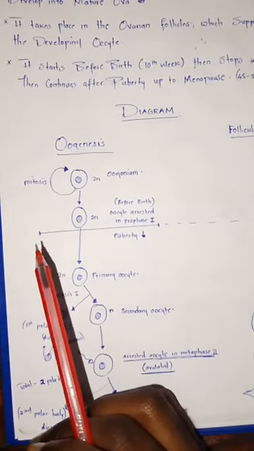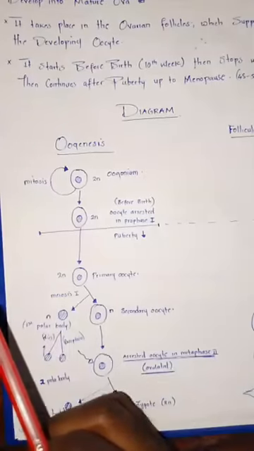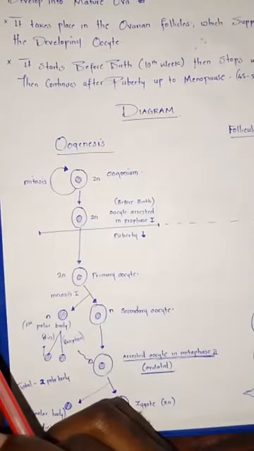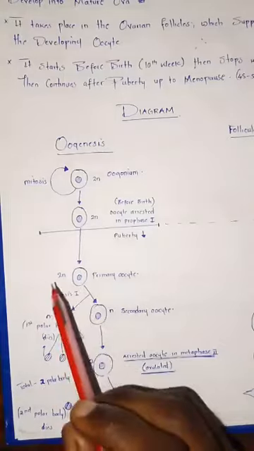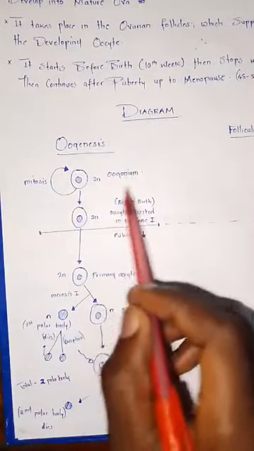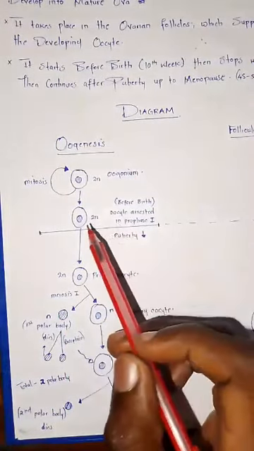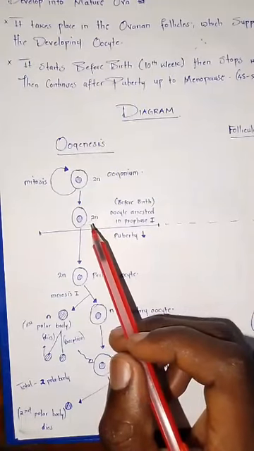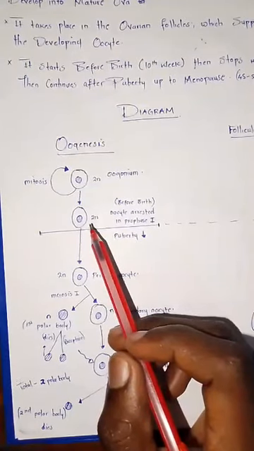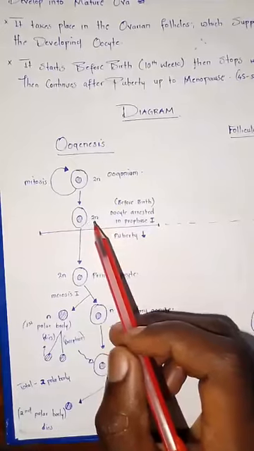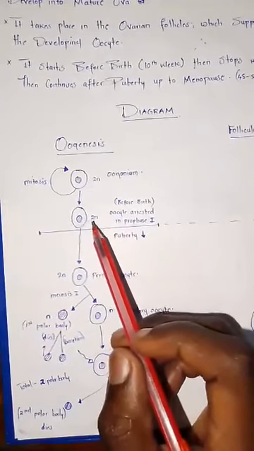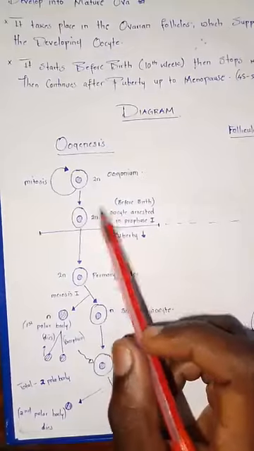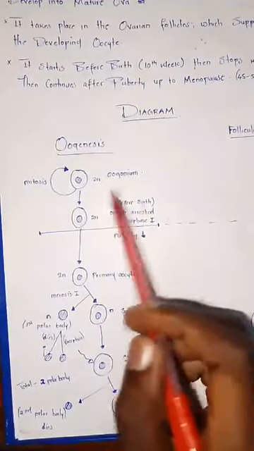The first stage is the multiplication stage. This multiplication stage involves the primordial germ cells dividing by mitosis to form the oogonia. So the oogonia is going to be a cell that will be formed from the primordial germ cells. That is the multiplication phase. These primordial germ cells, the ancestral cells that are already found there, which are the origin of the gamete cells, are going to start undergoing multiplication, which is mitosis, so that they can form the oogonium.